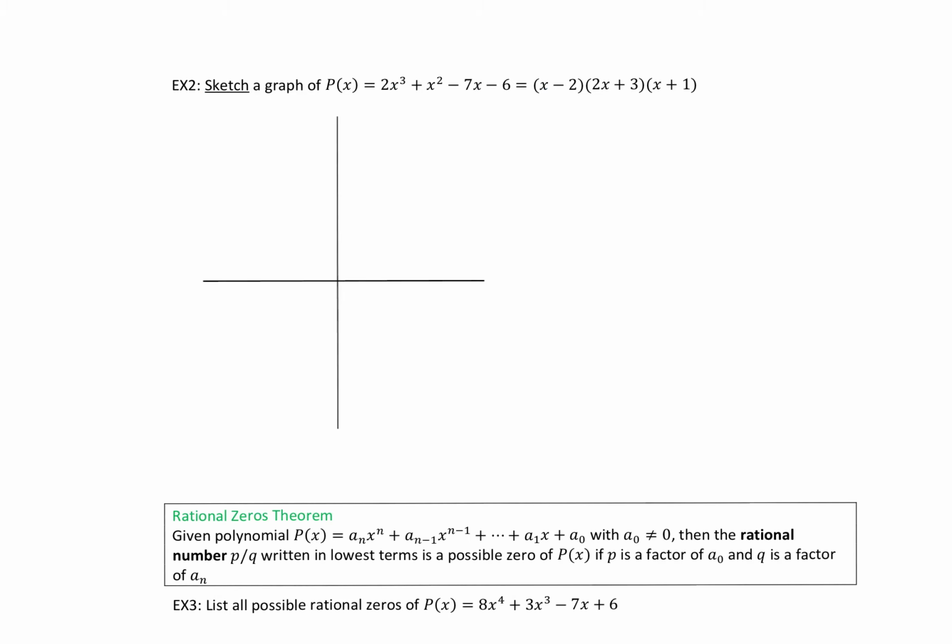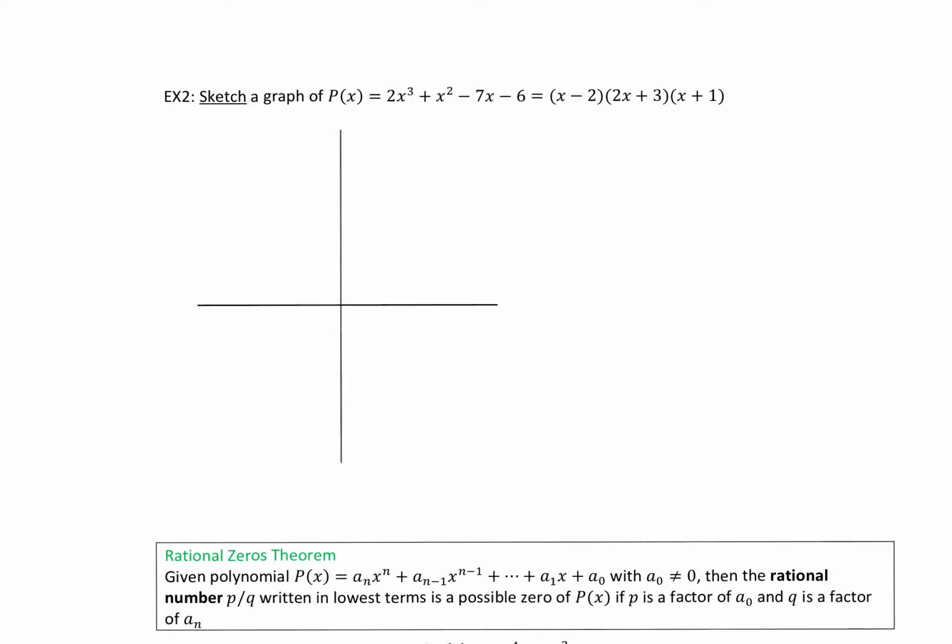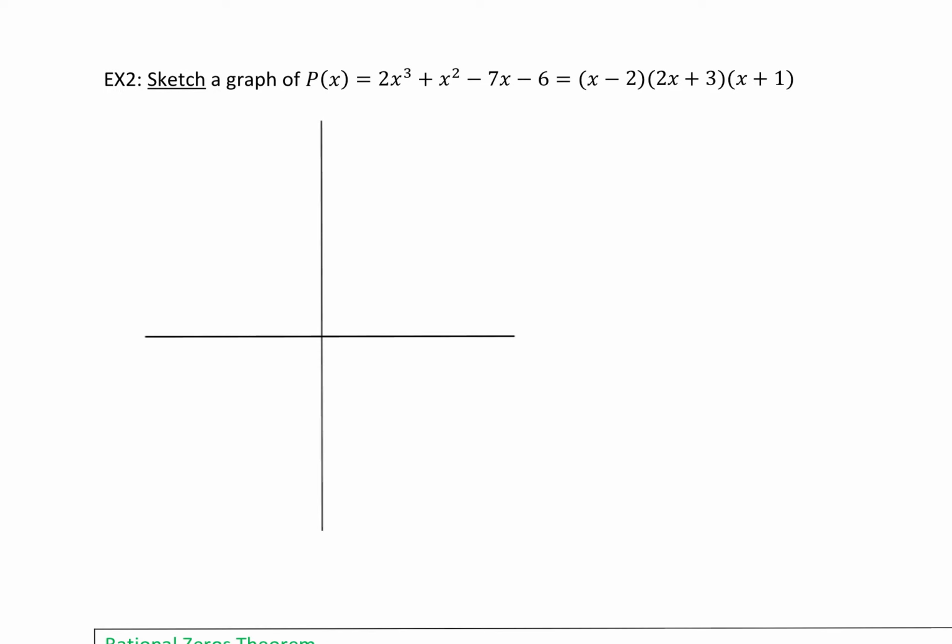Well, let's go ahead and see where we're at so far. In example 2, it says to sketch the graph of this polynomial. And notice that this polynomial is already factored. So remember, these factors that we have here, those would be our zeros, which would be our x-intercepts. So very important points to have if you want to graph.